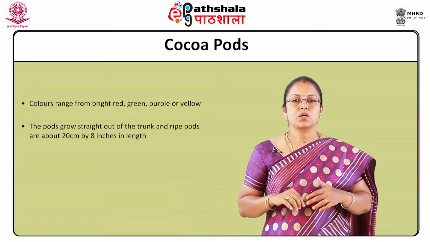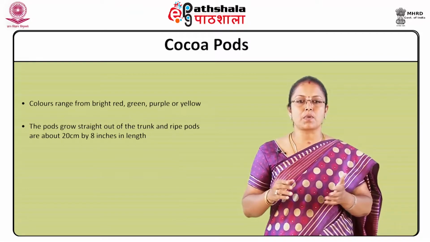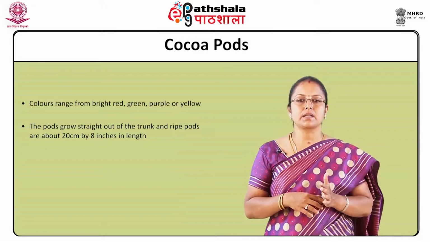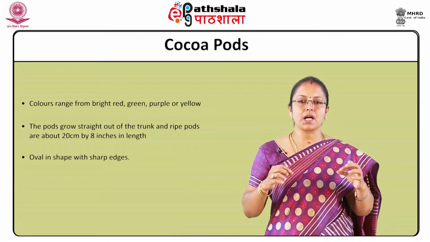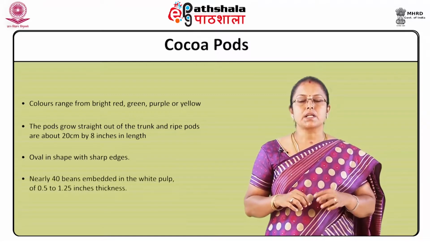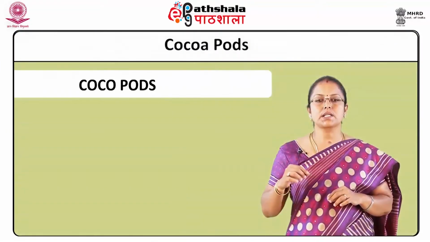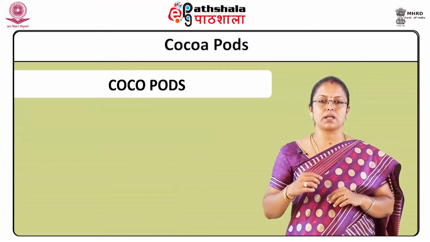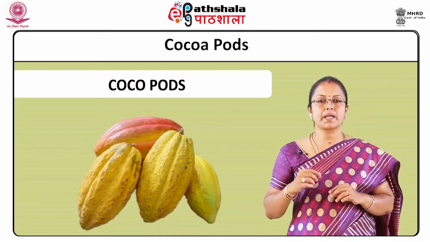The pods grow straight out of the trunk and the ripe pods are about 20 cm by 8 inches in length, oval in shape with sharp edges, possessing nearly 40 beans embedded in the white pulp. The next stage is the harvesting of pods when the pods turn golden yellow in color, indicating the correct stage of harvesting for picking.